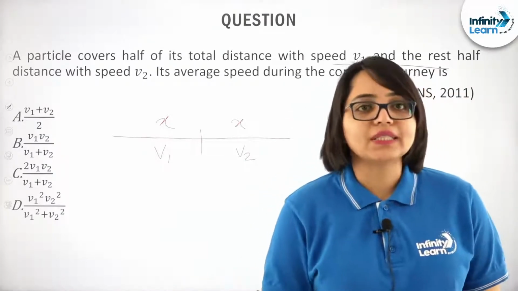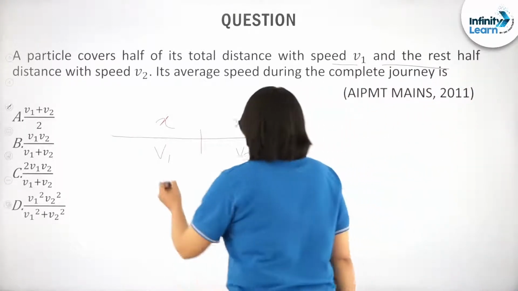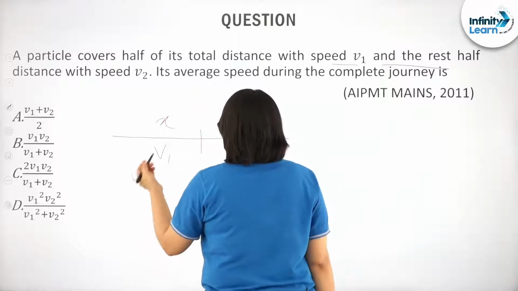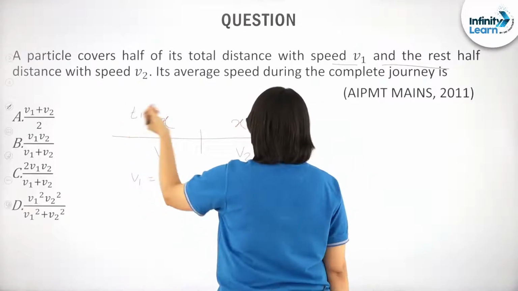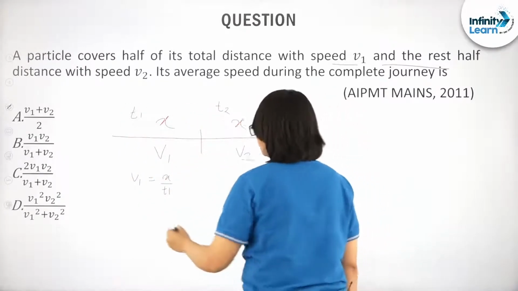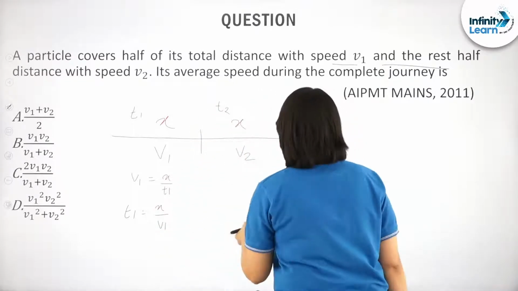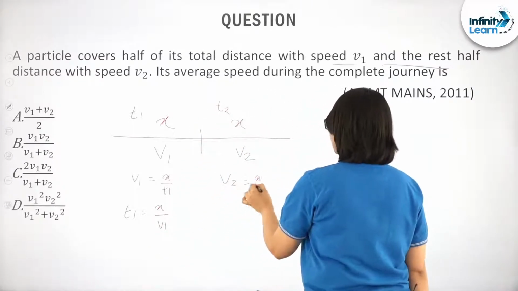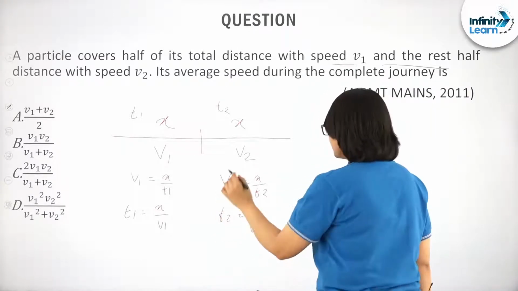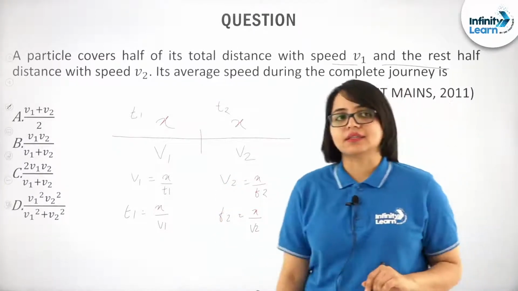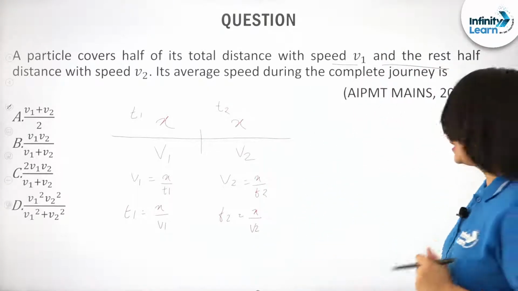We have option C from Safura. Well done. So time taken, we know that v1 will be x upon t1. Let's say time taken in this part is t1 and time taken in this part is t2. So t1 will be x upon v1. Similarly, v2 is equal to x upon t2, so t2 will be x upon v2. So we have total distance as x plus x, that is 2x, and total time as t1 plus t2.